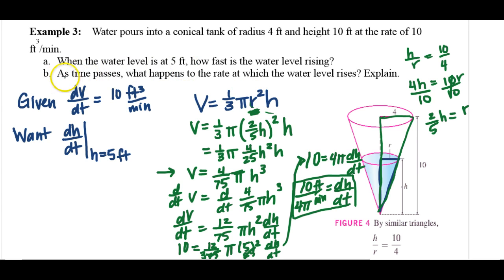So now let's take a look at part B. As time passes, what happens to the rate at which the water level rises? Explain. So all of that was part A. Now part B is really just a conceptual understanding.